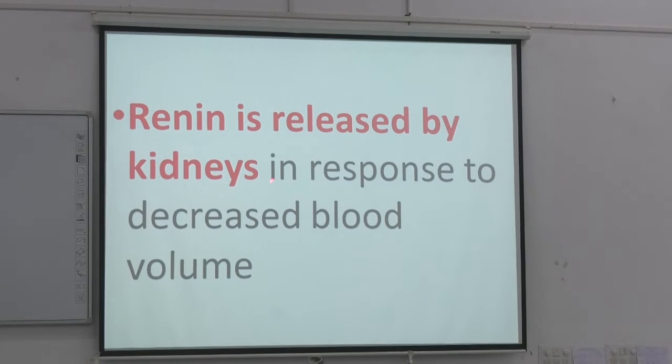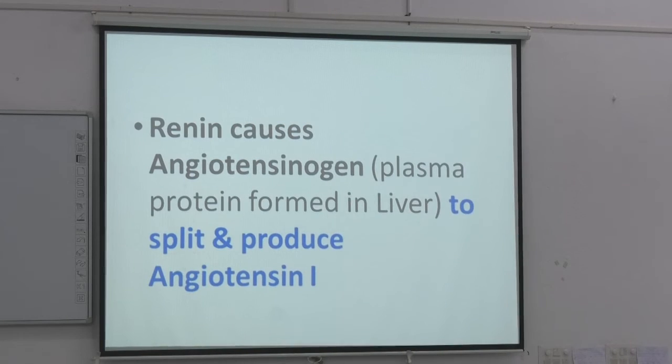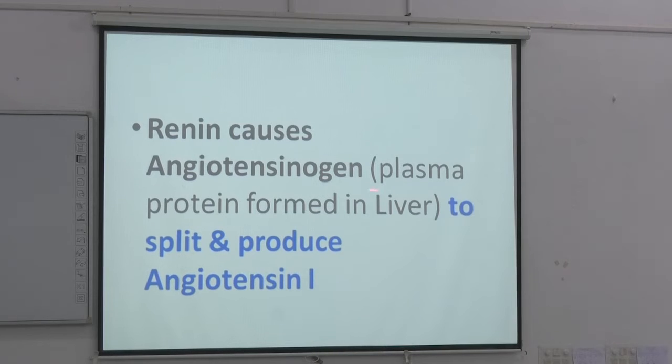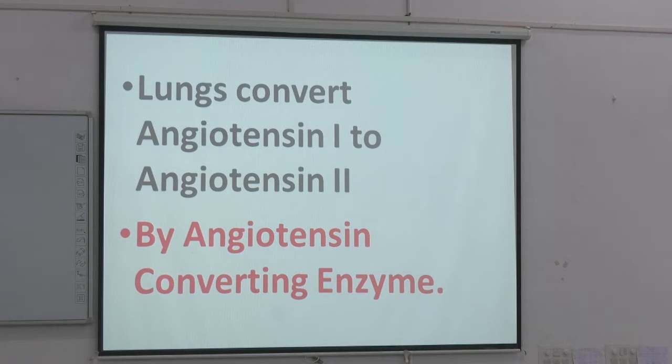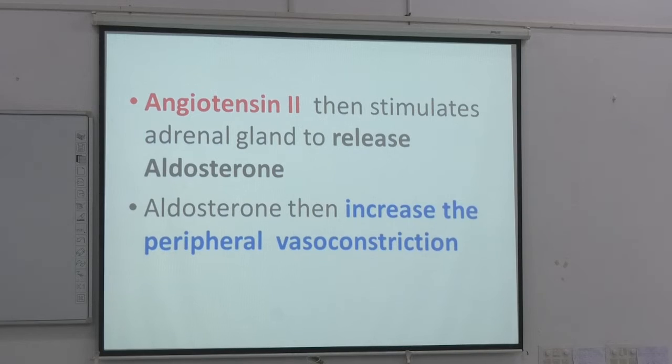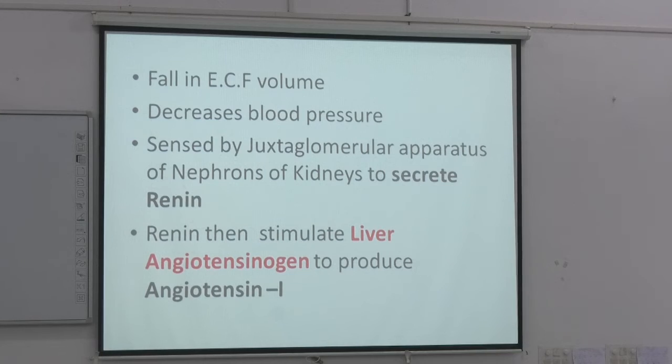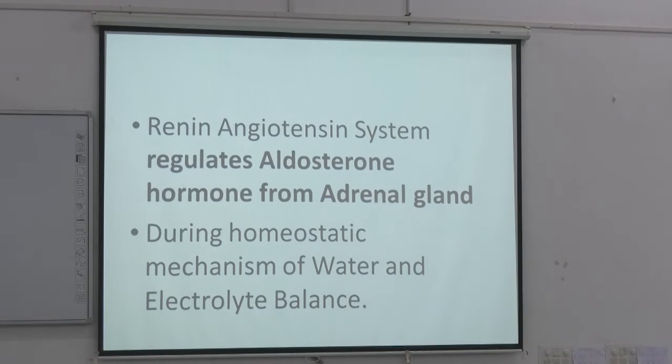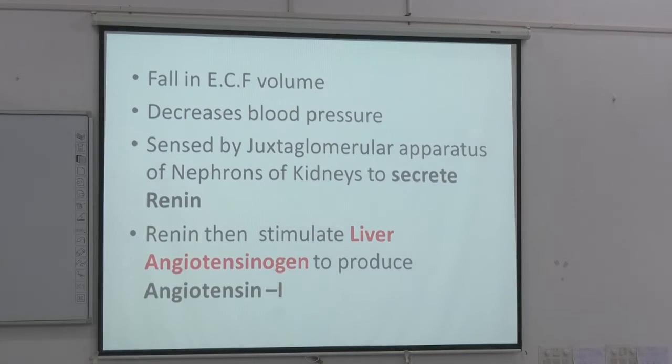Now it is released by the kidney in response to decreased blood volume. Renin causes angiotensinogen, a plasma protein formed in the liver, to split and produce angiotensin first. And it is converted into angiotensin second, which is a functional form. So they ultimately release aldosterone, which maintains the blood pressure by the vasoconstriction process. So ultimately we see decreased blood pressure.